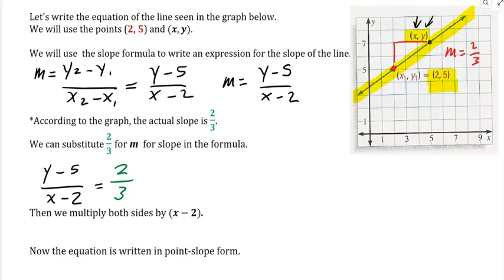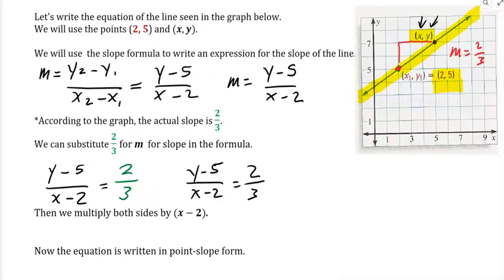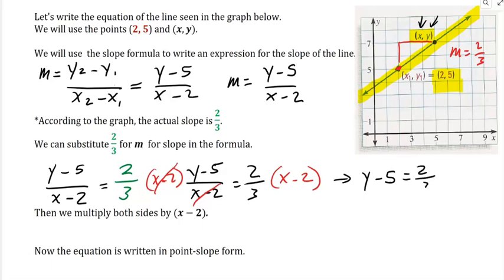Now, because of that, we want to simplify this equation. So check this out. I'm going to rewrite this real quick here. Anyway, now I'm going to multiply both sides by the x minus 2, because I want to get rid of that from the bottom of that side. So these two will cancel each other out, leaving me with y minus 5 equaling 2/3 times x minus 2.